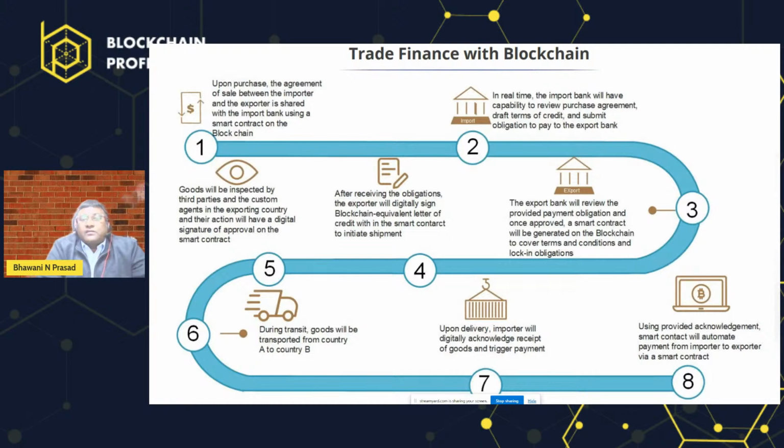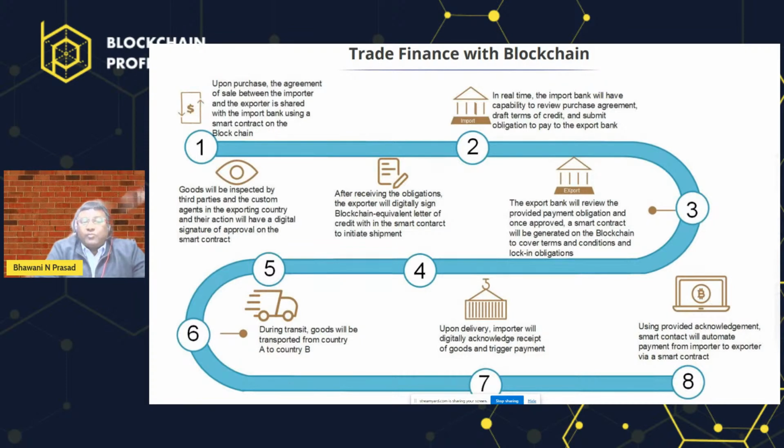Then, in real time, the import bank will have the capability to review the purchase agreement, draft terms of credit, and submit obligations to pay to the export bank. So there is a buyer, seller, import bank, and export bank. As a third step, the export bank will review the provided payment obligations, and once approved, a smart contract will be generated on the blockchain to cover terms and conditions and lock in obligations. So there is no paperwork; it all happens digitally within a few minutes.